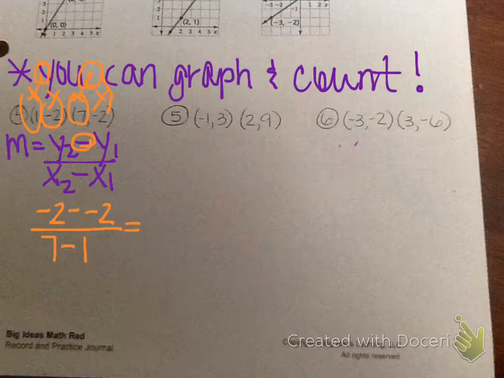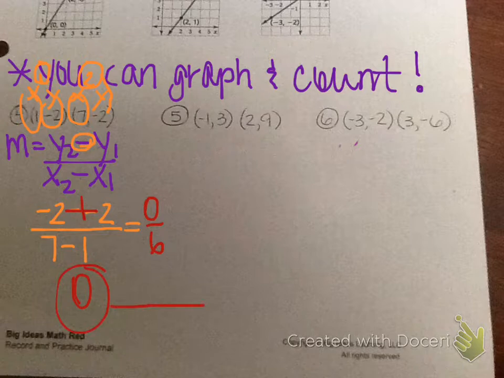So when we're doing the actual formula, we're going to add those, get 0 over 6. 0 divided by 6 is a slope of 0. A slope of 0, if you imagine walking, is just flat land. So the slope of 0 is just flat. It doesn't have any slope.